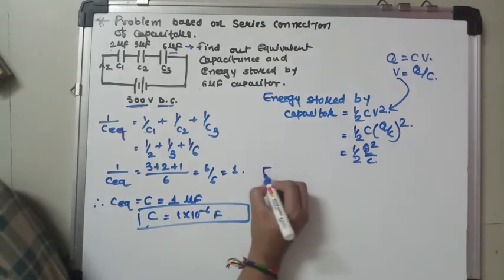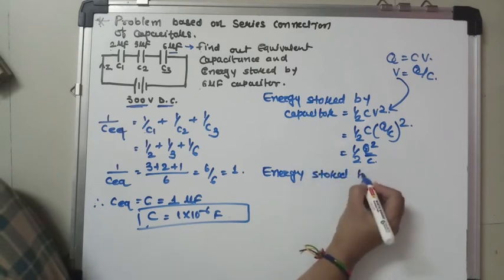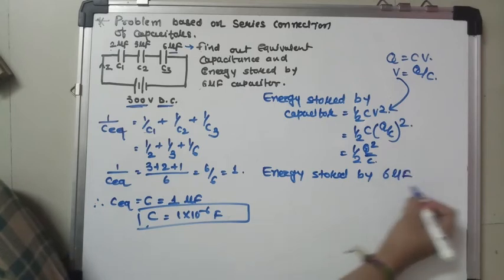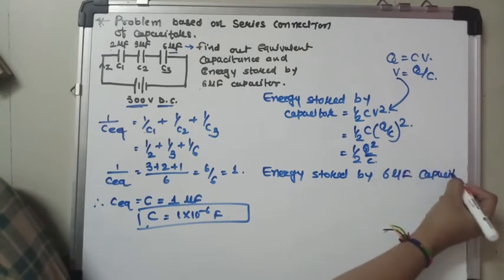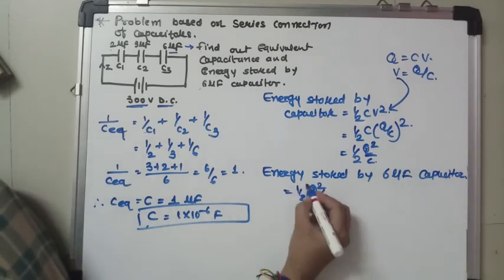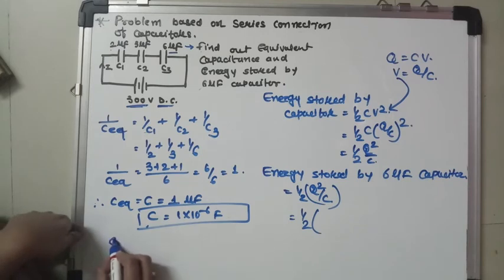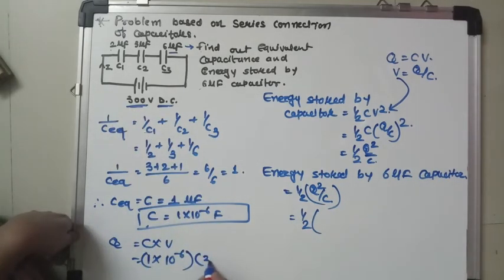So the energy stored by the 6 microfarad capacitor will be given by 1/2 Q square by C. Now substitute the value of Q. What is Q? Q is the charge. Now Q is given by C into V. What is C? That is the 1 microfarad, so 1 into 10 raised to minus 6. And what is V? That is the 300 volt. So you can write 0.3 into 10 raised to minus 3 coulomb. That is my charge stored by the capacitor.